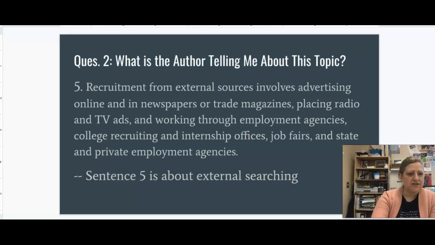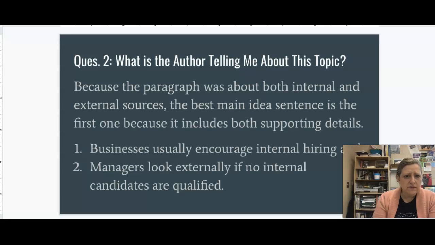So that's about external searching. Because the paragraph was about both internal and external sources, the best main idea sentence is the very first one because it includes both supporting details. So businesses usually encourage internal hiring and managers look externally if no internal candidates are qualified.